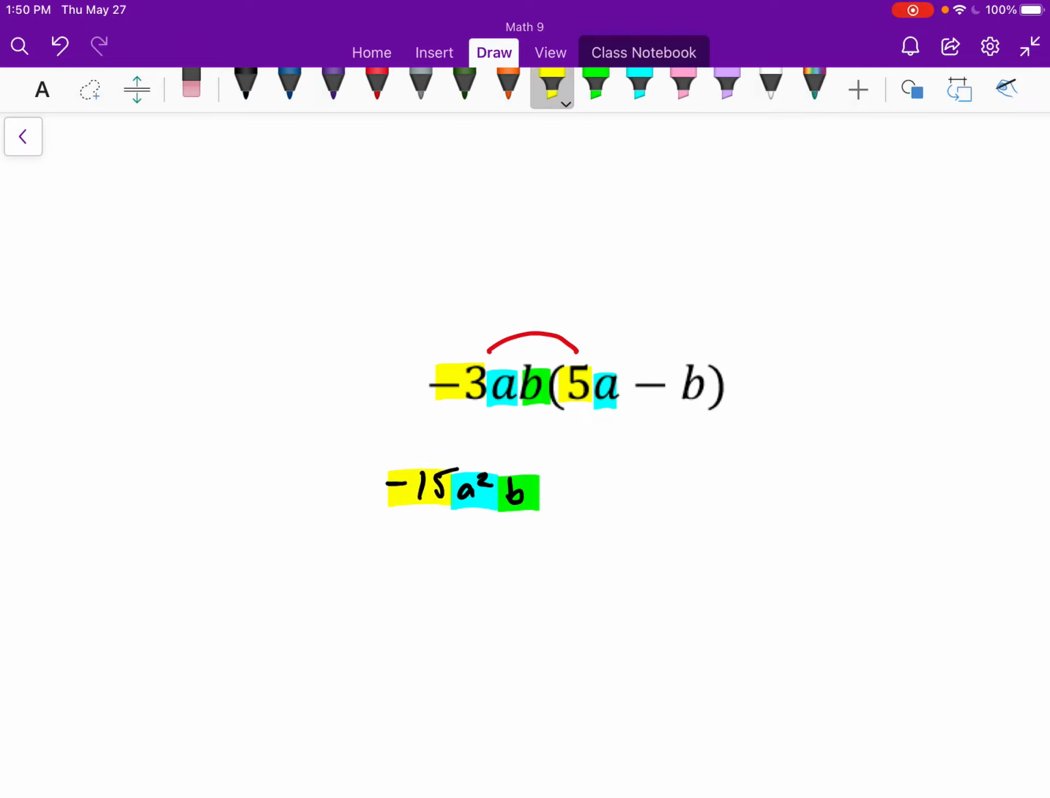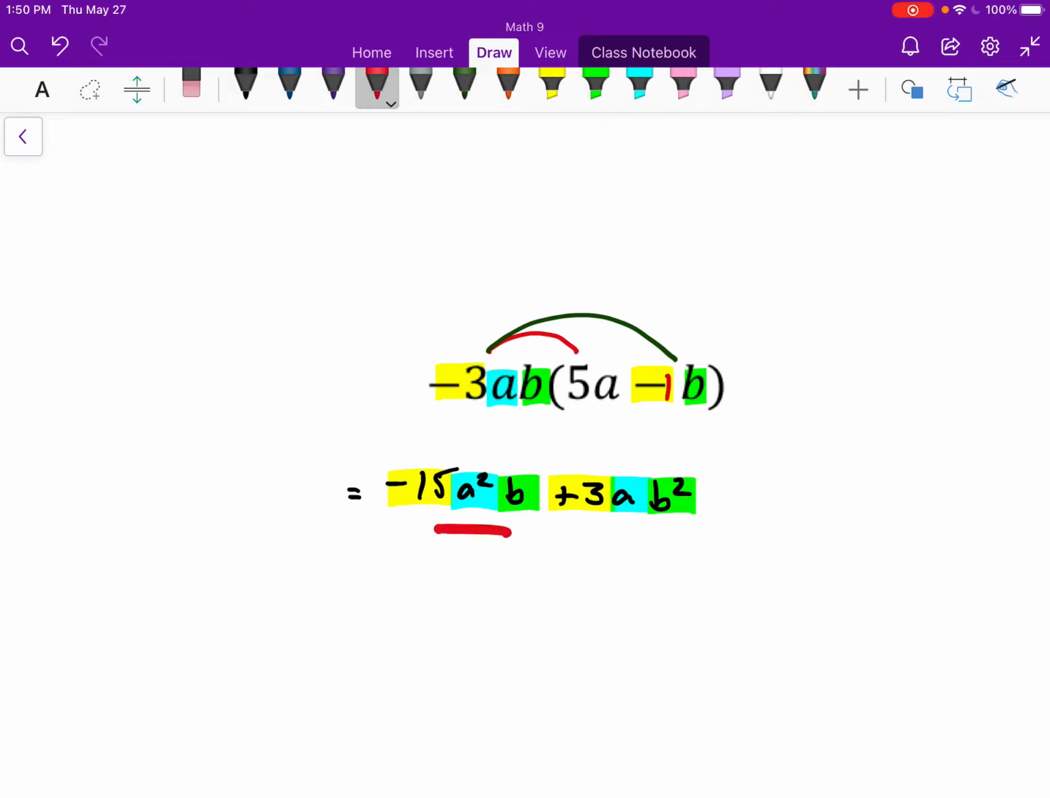And then just same idea now with this step right here. So again, if it helps, put a 1 right here. But I can think of it as negative 3 times negative 1, which is positive 3. And then a times nothing else, so just an a. But I do have a b times b, which is b squared. So altogether, this equals negative 15a squared b plus 3ab squared.